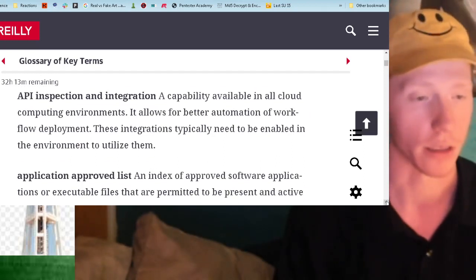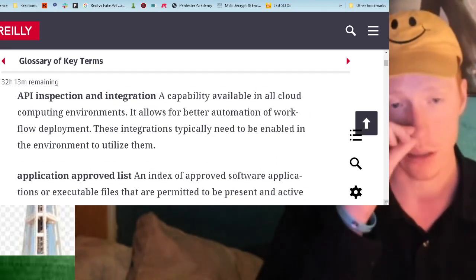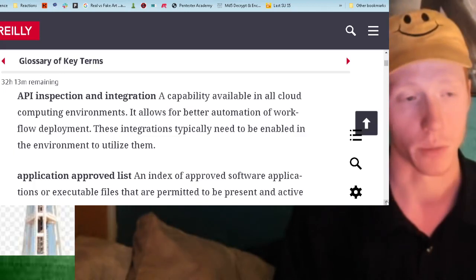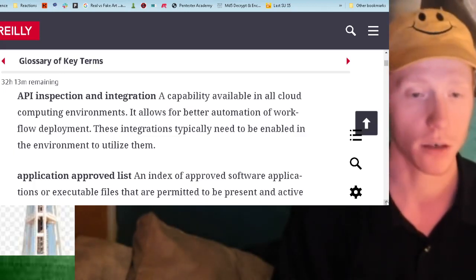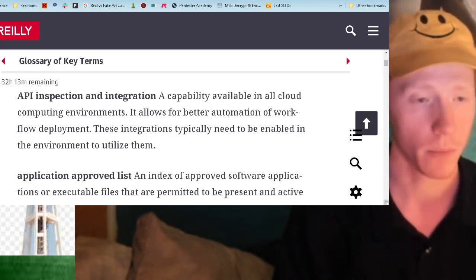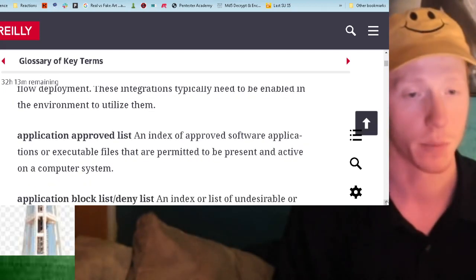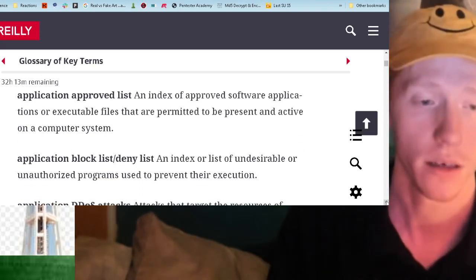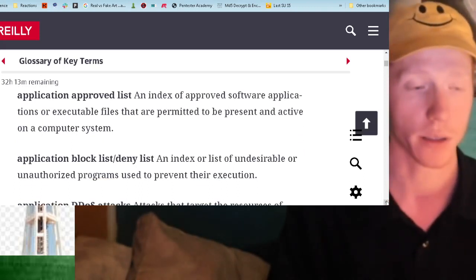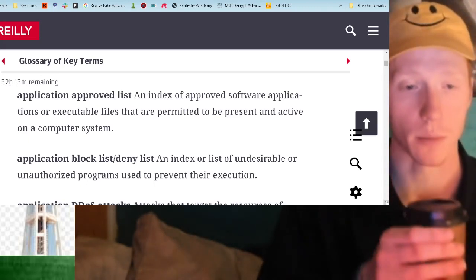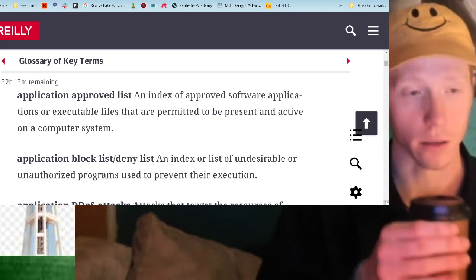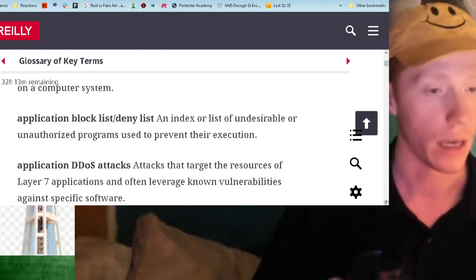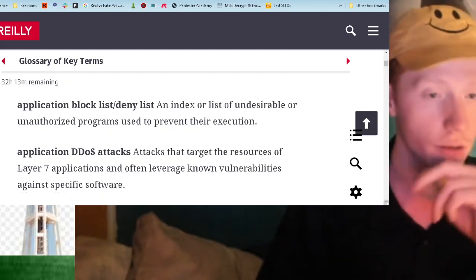API inspection and integration: a capability available in all cloud computing environments. It allows for better automation of workflow deployment, and these integrations typically need to be enabled in the work environment to utilize them. Application approved list: an index of approved software, applications, or executable files that are permitted to be present and active on a computer system.